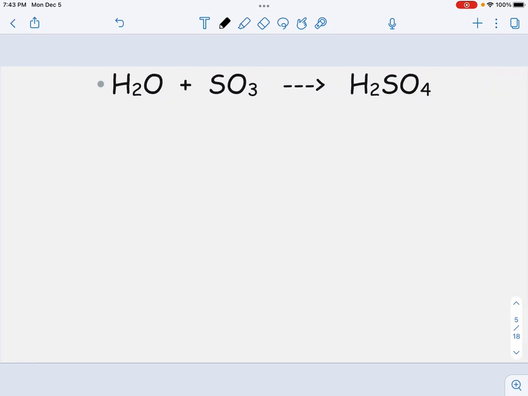All right, so let's look at the next one, okay? We have H2O plus SO3 produces H2SO4. So we're going to write down every element. So we have hydrogens, oxygen, and sulfur, okay? And they're going to be on every side.